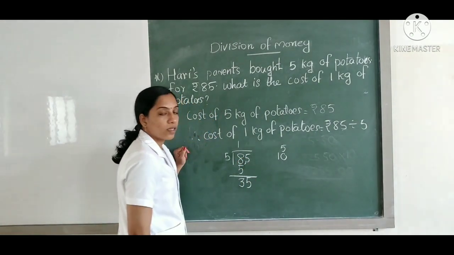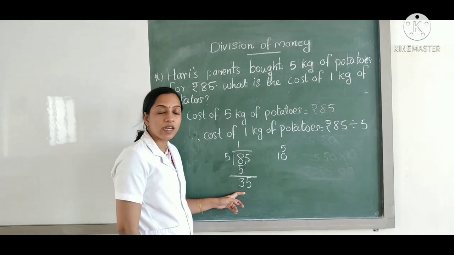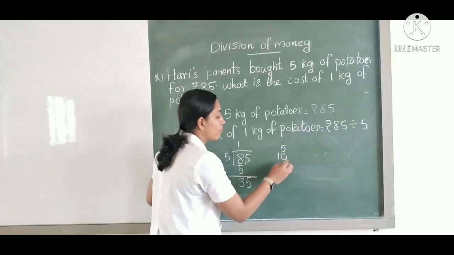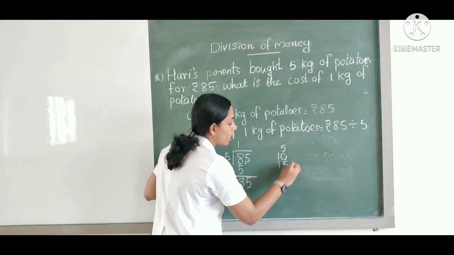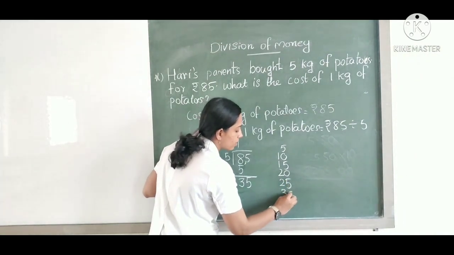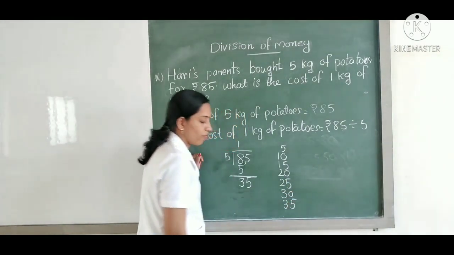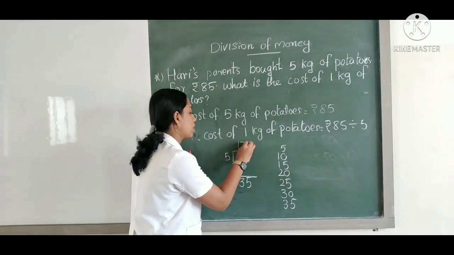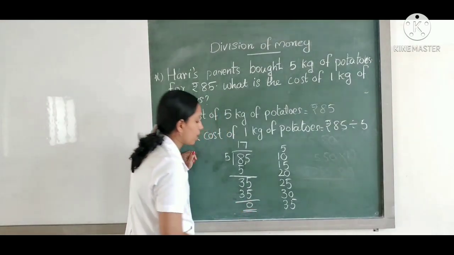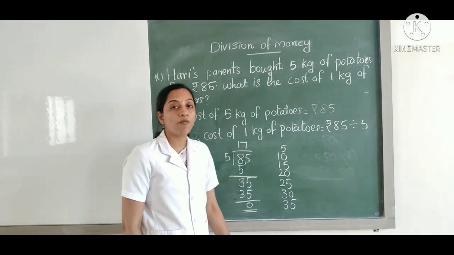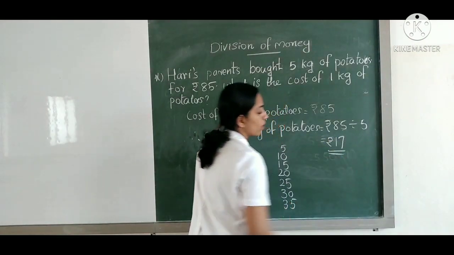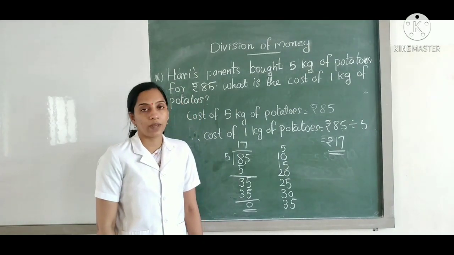Then consider the number 35. And then children, how many times does 5 go in 35? Let us see. 5 into 1, 5. 5 into 2, 10. 5 into 3, 15. 5 into 4, 20. 5 into 5, 25. 5 into 6, 30. 5 into 7, 35. So let us write here 7. 5 into 7 is equal to 35. Then subtract, we get 0. So the cost of 1 kilogram of potatoes is equal to 17 rupees. Is it clear, children? Okay.